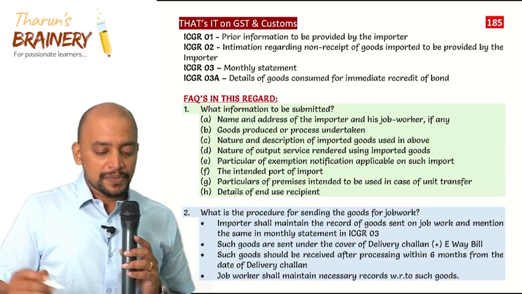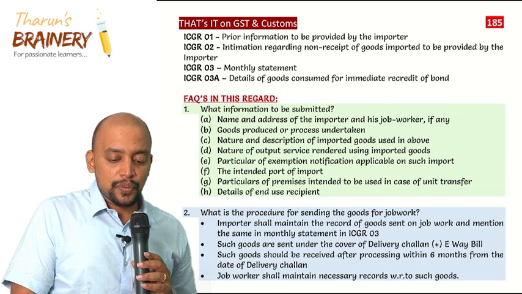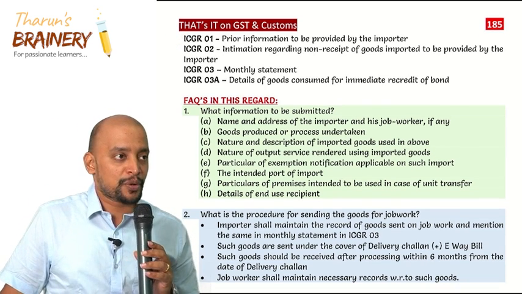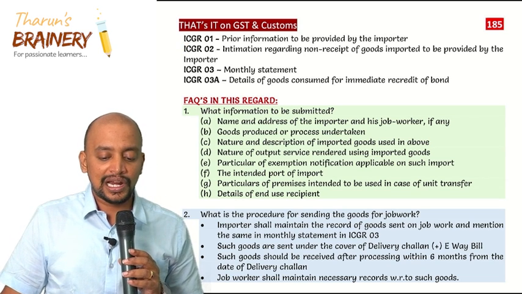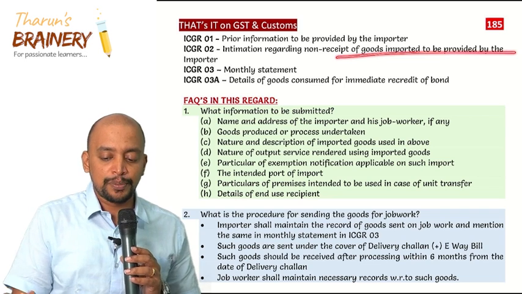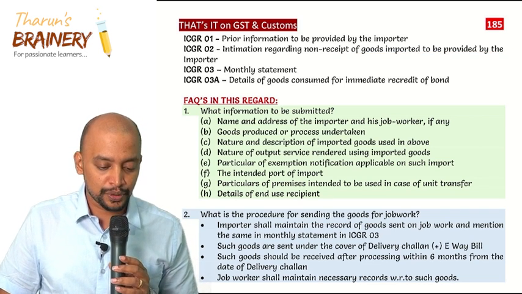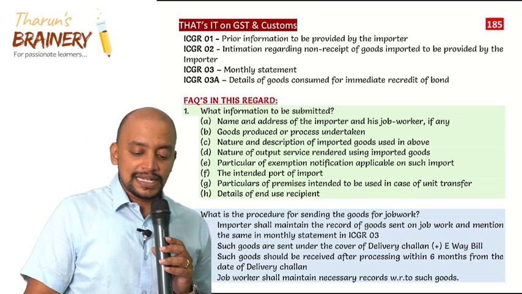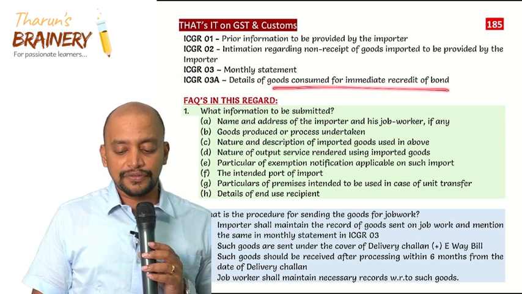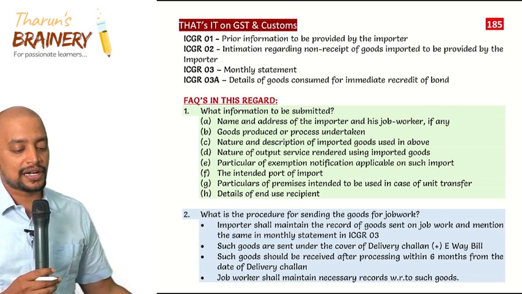And these are the forms in this regard. ICGR1 is prior information to be provided by the importer. ICGR2 is intimation regarding non-receipt of goods imported to be provided by the importer. ICGR3 is the monthly statement and ICGR3A is the details of goods consumed for immediate recredit of bond.